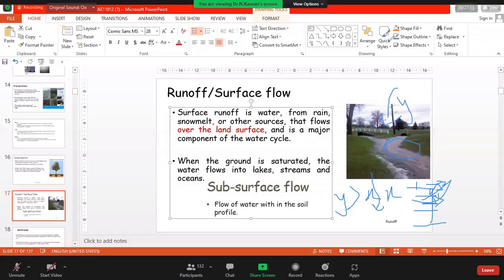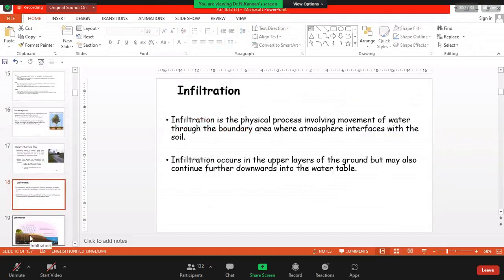You understood or not? Clear? Understood, sir. It is very, very important for you to understand this mechanism, right? So we will just move to the next. So that is important. Infiltration, I have explained this one. You have already studied, right?